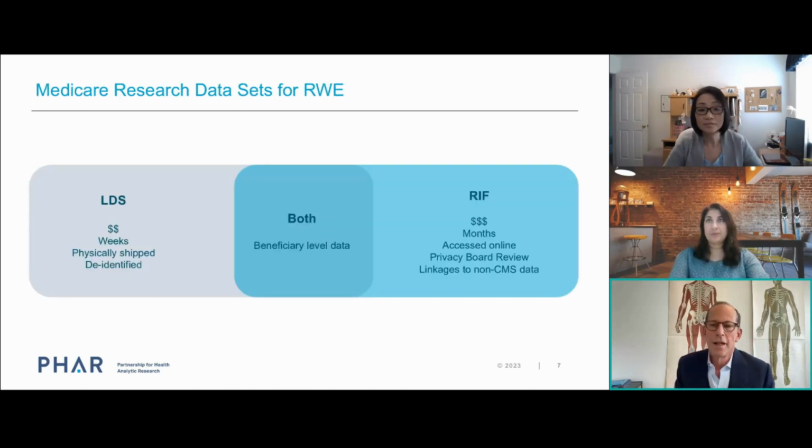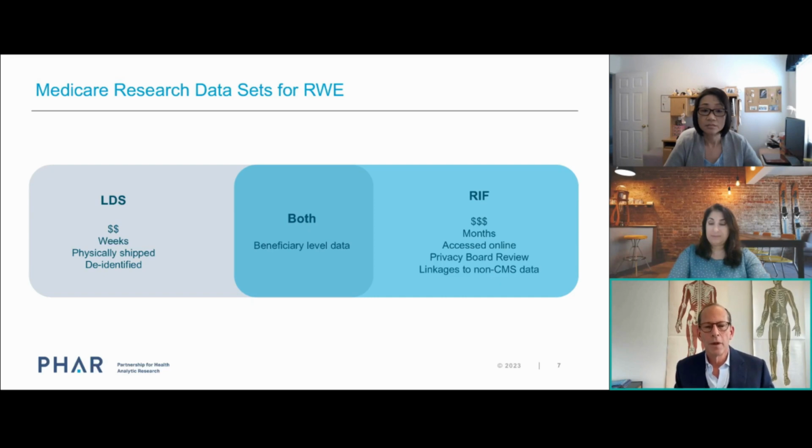The main kinds of data that we use at PHAR, and as I mentioned, we're a real-world data analytics shop, so this is sort of what we do all day long, every day, are the LDS and the RIF files. LDS is limited data set and RIF is research identifiable. The main difference is the identifiable part. In RIF, beneficiaries all have an ID number, and we can actually access that number in RIF files. In fact, you could get Social Security numbers if you went through the proper channels and had a reason to do it, which we never have.